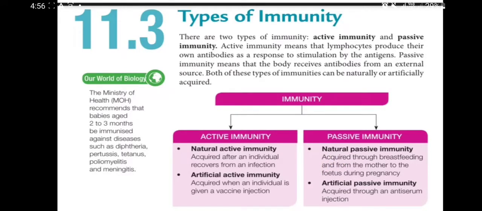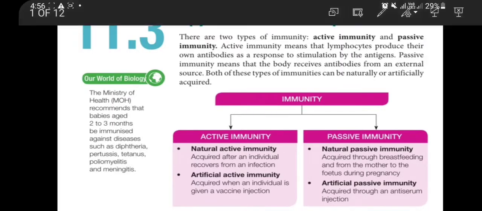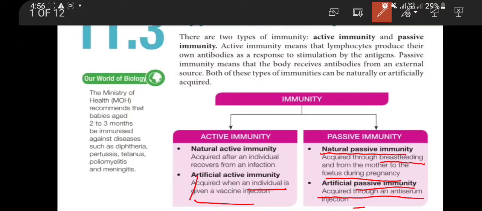So what is natural active immunity? Natural active immunity is acquired after an individual recovers from an infection. Artificial active immunity is acquired apabila individual is given a vaccine. Natural passive immunity is acquired through breastfeeding and from the mother to the fetus during pregnancy, while artificial passive immunity is acquired through antiserum injection.